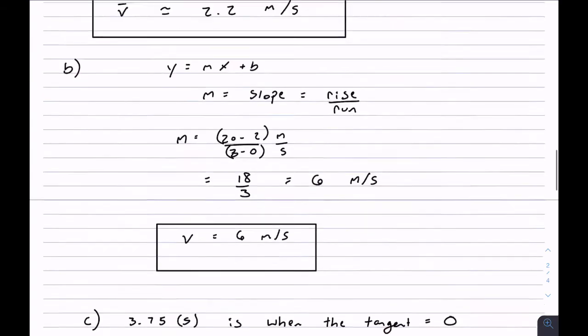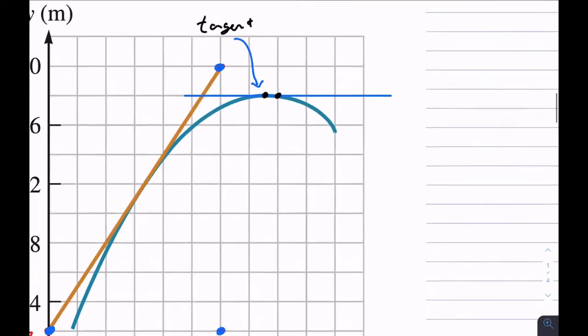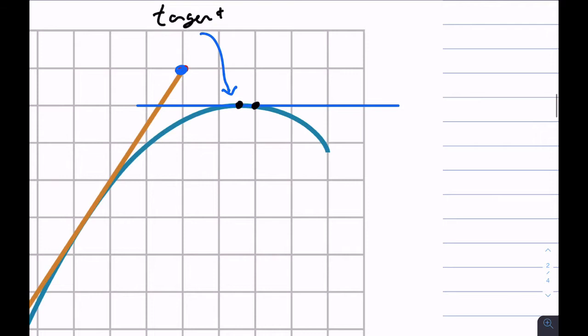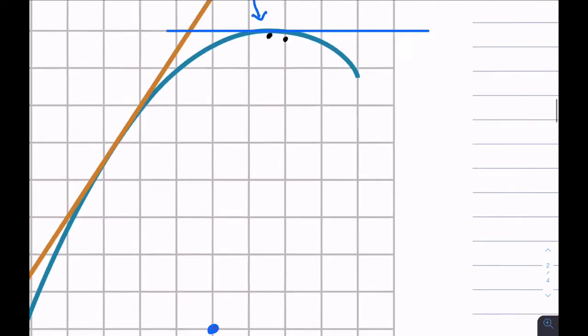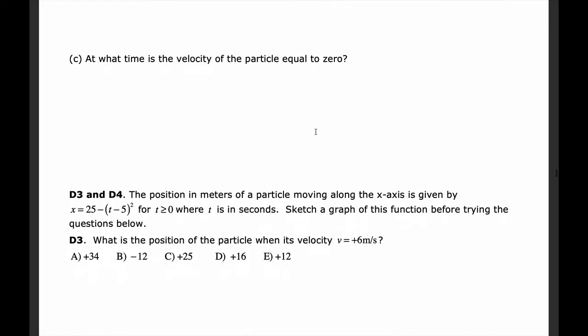But recall, if you're doing this on WebAssign and it comes up wrong, I would try a couple of different values. I would try 3.75, I would try 4 first, and then see what happens. Okay, next problem.